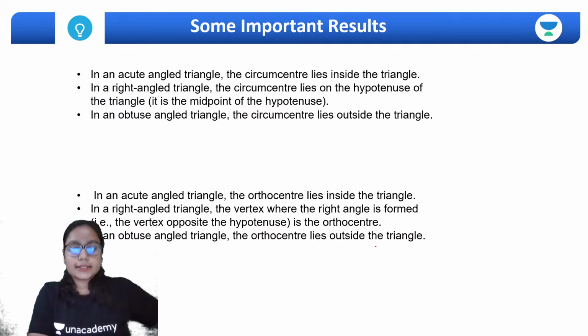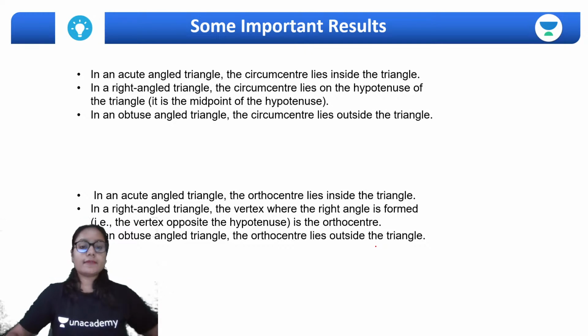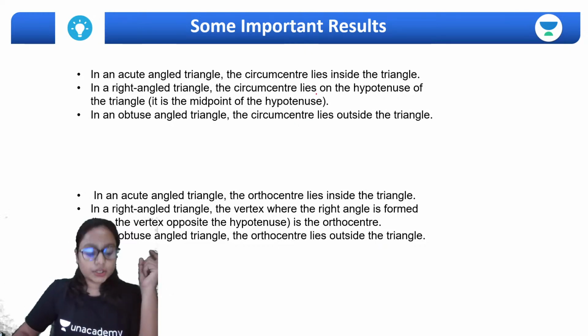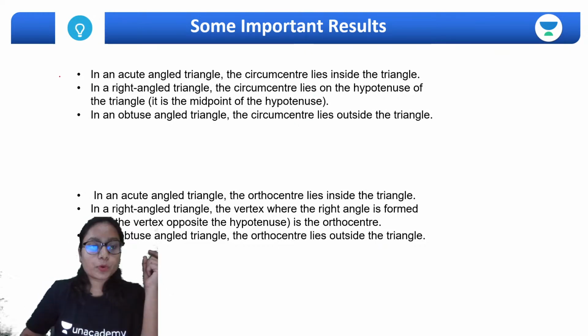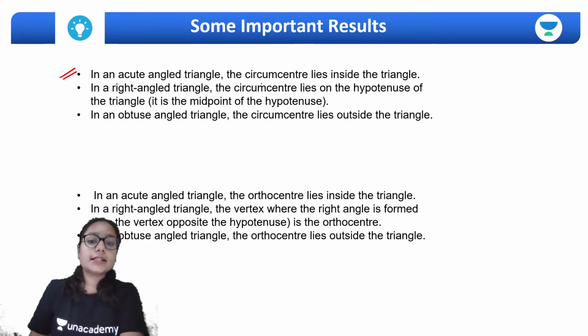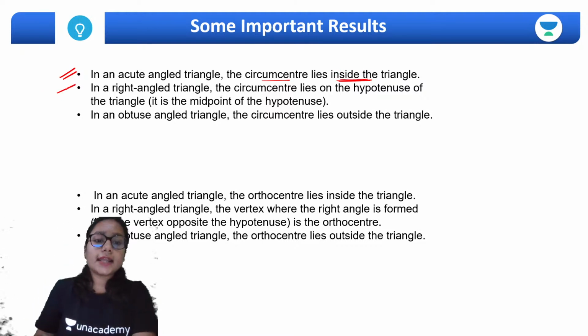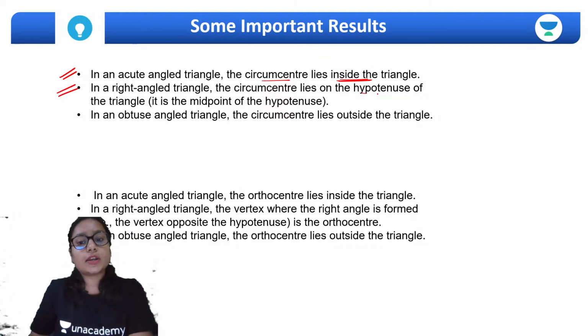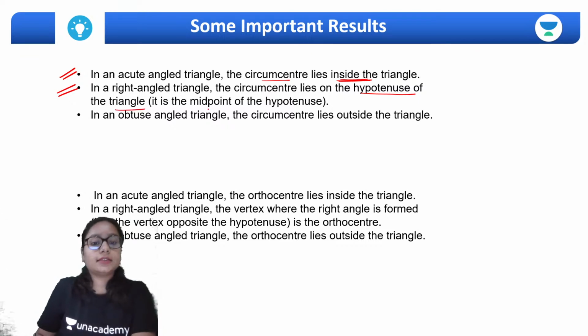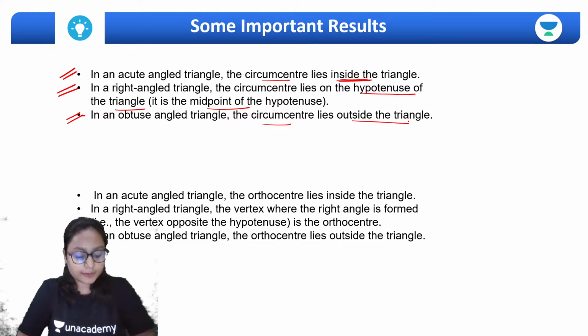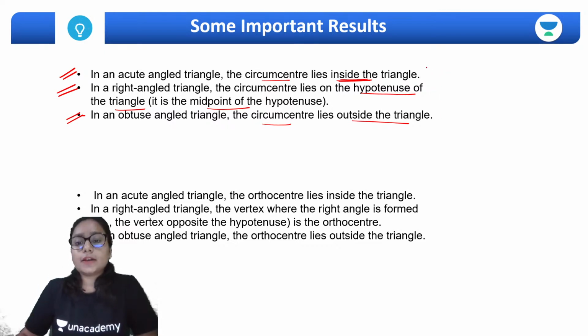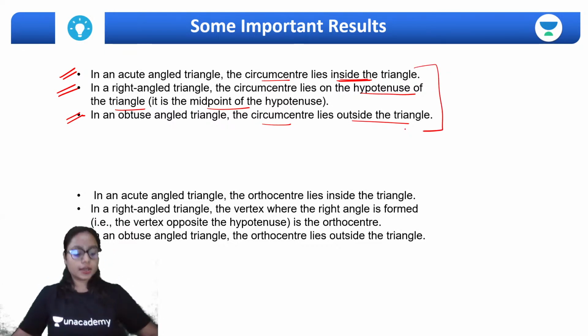Alright, let us quickly revise all the important results we have done in today's session. The first point: in an acute angle triangle, circumcenter lies inside. In a right angle triangle, circumcenter lies on the hypotenuse, at the midpoint of the hypotenuse. In an obtuse angle triangle, circumcenter lies outside the triangle. I hope these 3 points are clear. We have already discussed them in detail earlier.